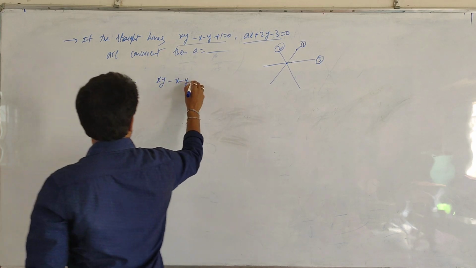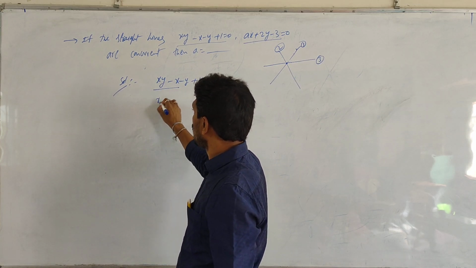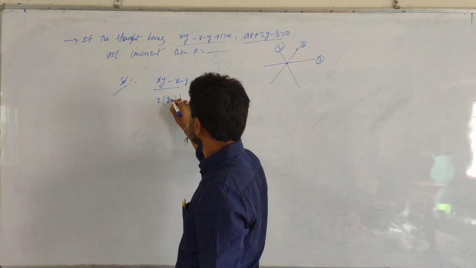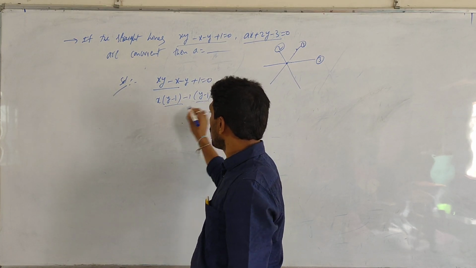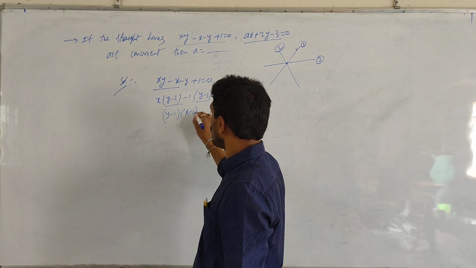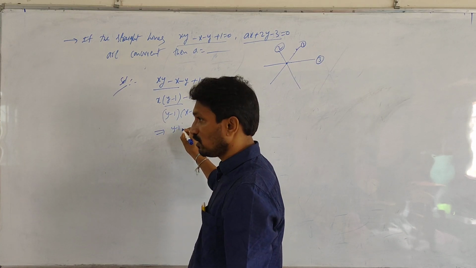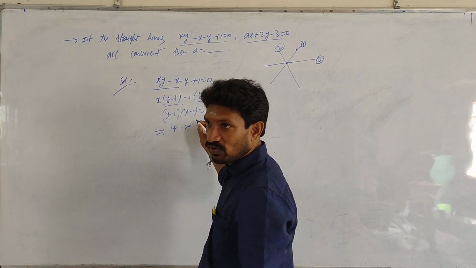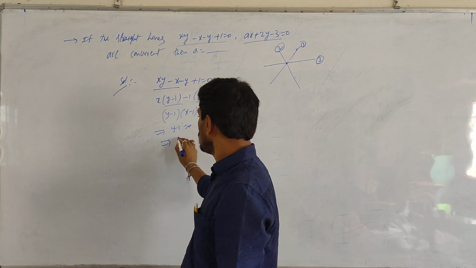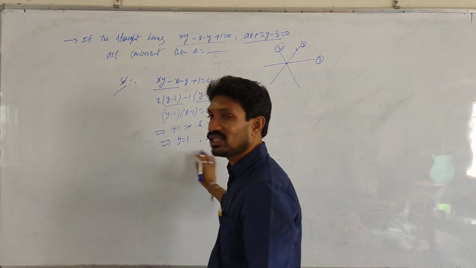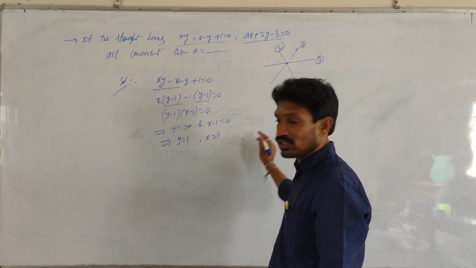See here, xy minus x minus y plus 1 is equal to 0. Can you factorize it? You can take x common here, that is y minus 1. Here minus 1 common, you have y minus 1. So take y minus 1 common: y minus 1 into x minus 1 is equal to 0. So the first equation is y minus 1 is equal to 0, and the second equation is x minus 1 is equal to 0. This means y is equal to 1 and x is equal to 1. This is nothing but its point of intersection only.